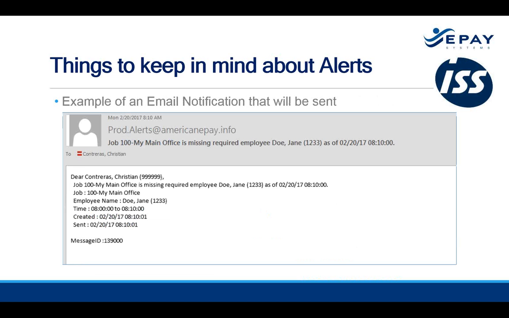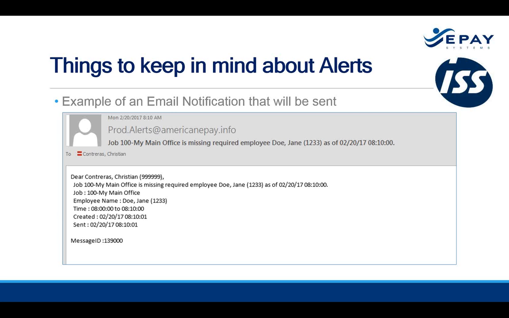And when an email or text message is sent, this is an example of what you would be getting. Now, a text message is going to be very similar. It's going to be like the body of this email message, but this is what an email looks like specifically. It'll be coming from an address called prodalerts@americanepay.info. The subject line would be just a quick blurb letting you know that the job number and name is missing a specific person as of a certain time.